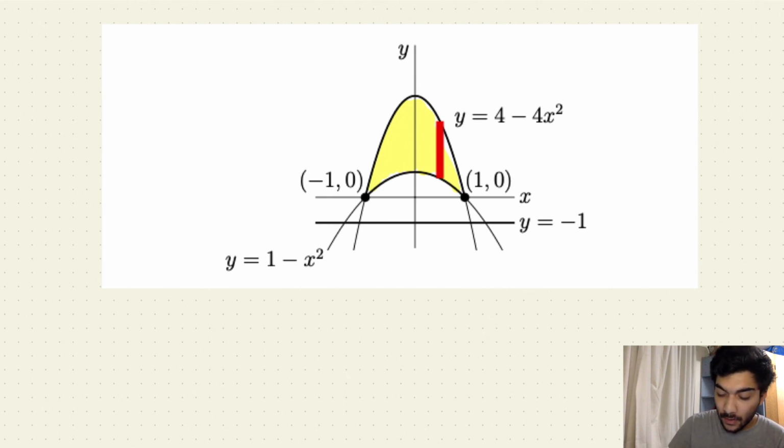And now the next part is to rotate this region about the line y equals -1 in this case. So now let's do some visualization and rotate this area about y equals -1 in this case.